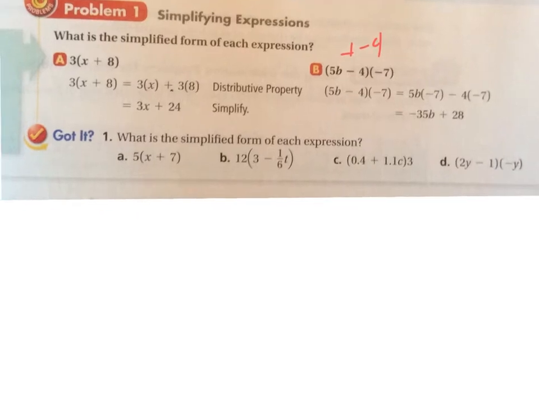Alrighty. The "got it" is on the next page. Here we go. Simplified form of each expression. Again, you can take a quick look at the answers. If you got it, you got it. You can fast forward to the next example. Otherwise, here we're going to distribute the 5 to the x and the 5 to the 7. So that becomes 5x plus 35 because 7 times 5 is 35.